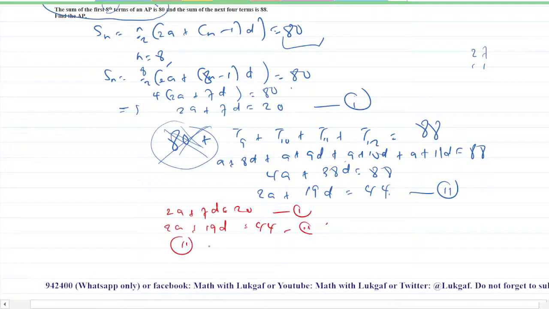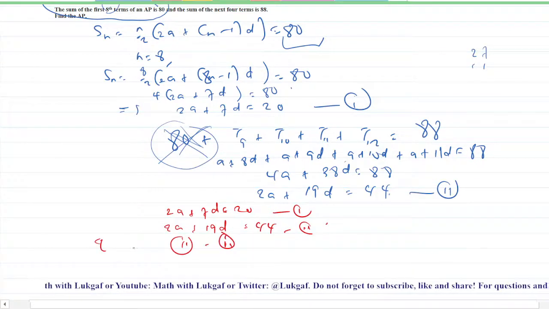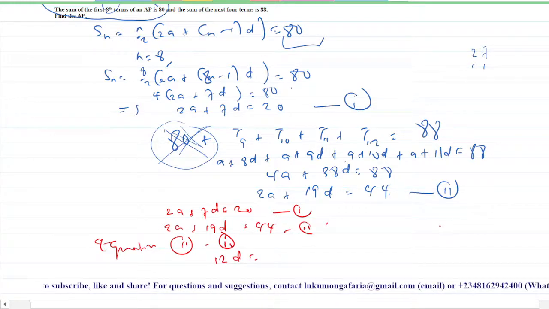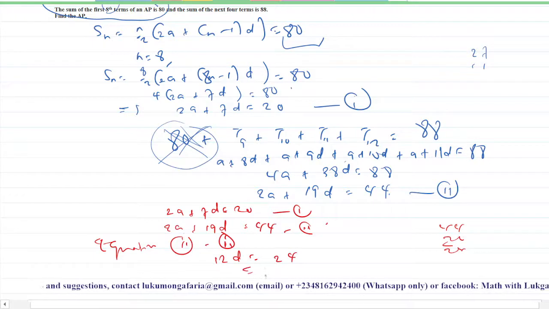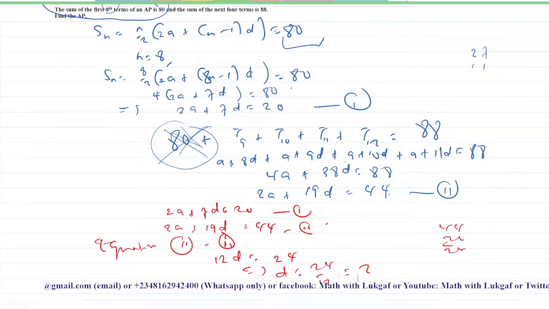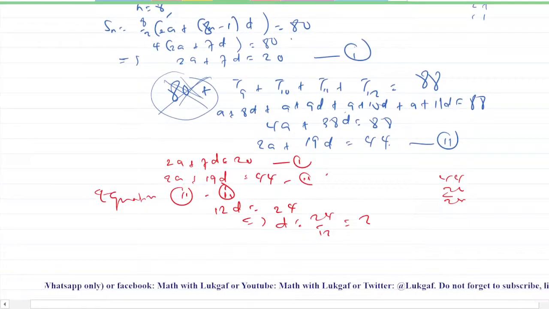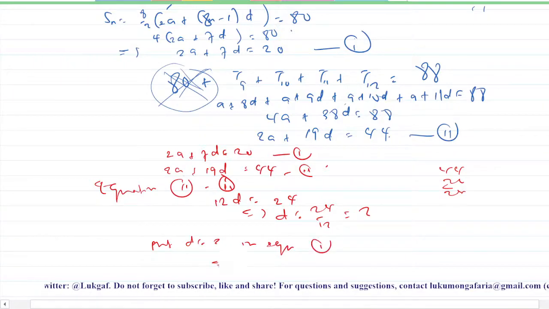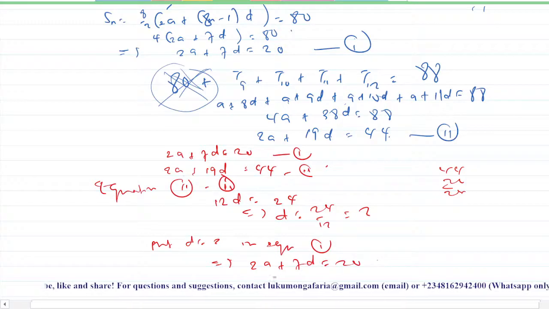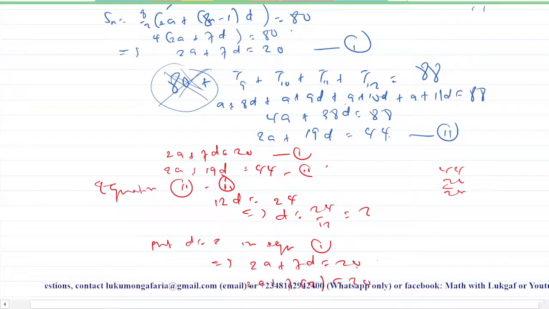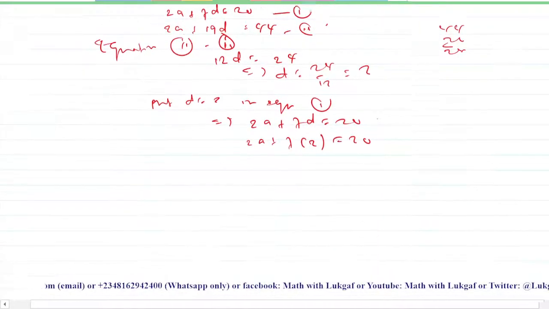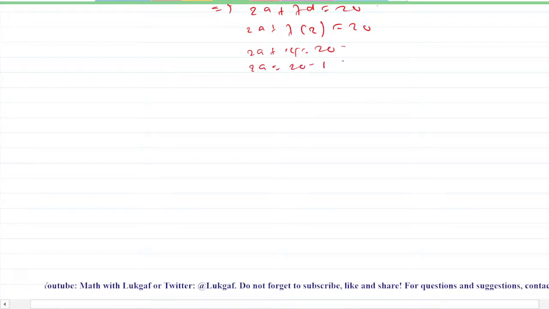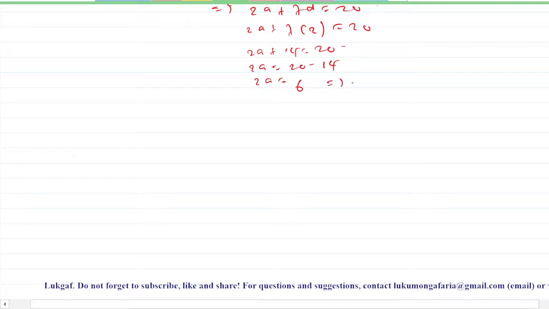If you subtract equation 1 from 2, that means 2a minus 2a is 0. 19d minus 7d gives me 12d is equal to 44 minus 20, which gives you 24. From here, it implies that my d is equal to 24 over 12, which is equal to 2. You understand now? Since I know that d is equal to 2, you can substitute it in any of the equations. Put d equal to 2 in equation 1. Then 2a plus 7 into 2, since my common difference is 2. Simplifying, 2a plus 14 is equal to 20. 2a will now be 20 minus 14. 2a is equal to 6, which implies that a is equal to 3.